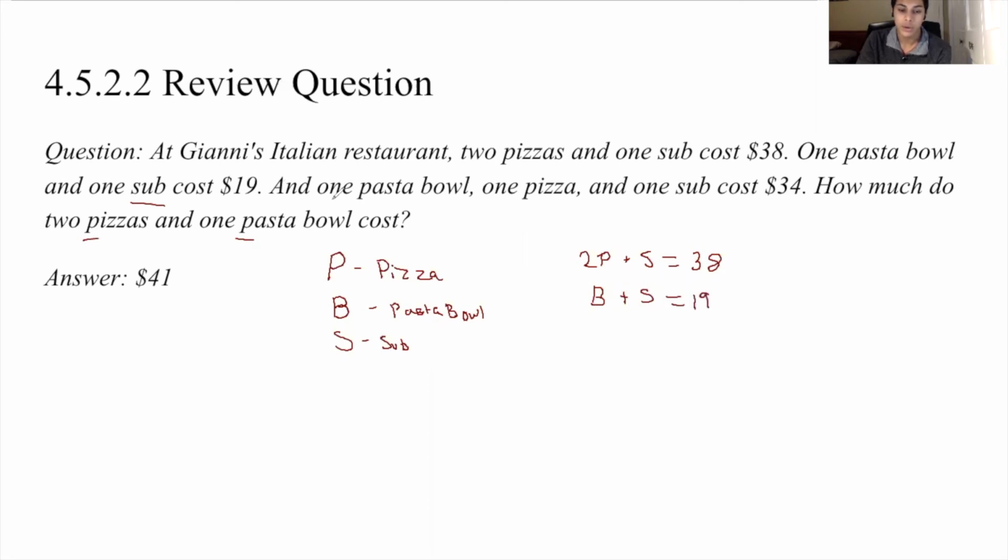And then 1 pasta bowl, 1 pizza, and 1 sub cost $34. So 1 pasta bowl, B, plus the cost of 1 sub, or S, plus the cost of 1 pizza, P, or all 3 of them together, equals $34. And then it says, how much do 2 pizzas and 1 pasta bowl cost?